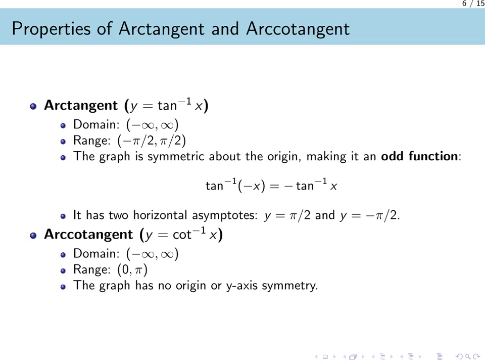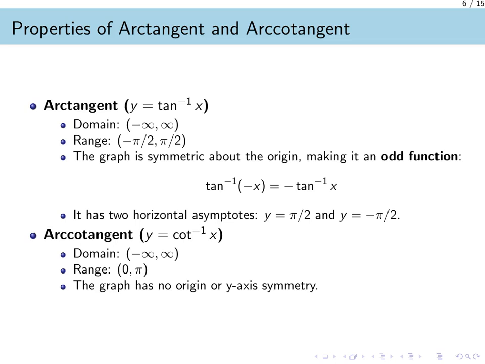Let us examine the key properties of the arctangent and arccotangent functions, which define their unique graphical behavior. The arctangent function can accept any real number as an input, so its domain is from negative infinity to positive infinity. Its output, however, is restricted to the open interval from negative pi over 2 to positive pi over 2, which causes its graph to have 2 horizontal asymptotes. For example, as the input x becomes extremely large, the output angle approaches pi over 2. Arctangent is also an odd function, meaning its graph is symmetric about the origin.